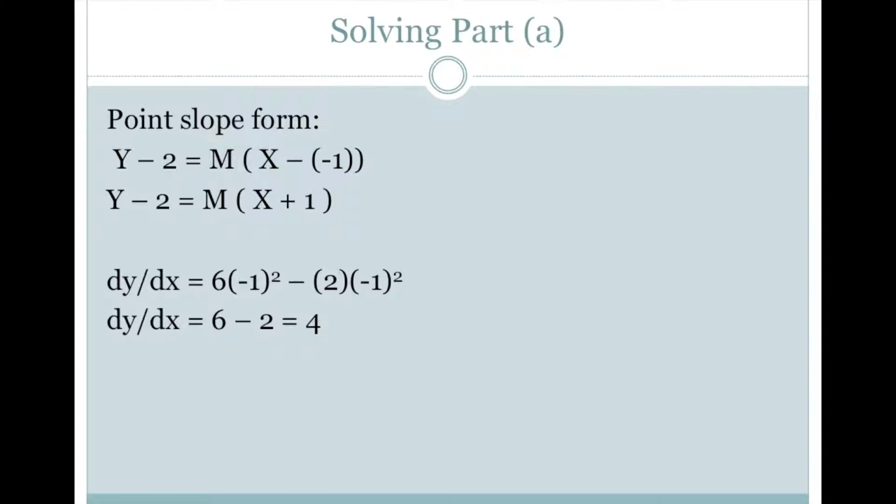In this equation, all we have to do is the same thing with point-slope form. Replace the x values with negative 1 and the y values with 2. Doing so gives us a slope of 4. And our equation becomes this.